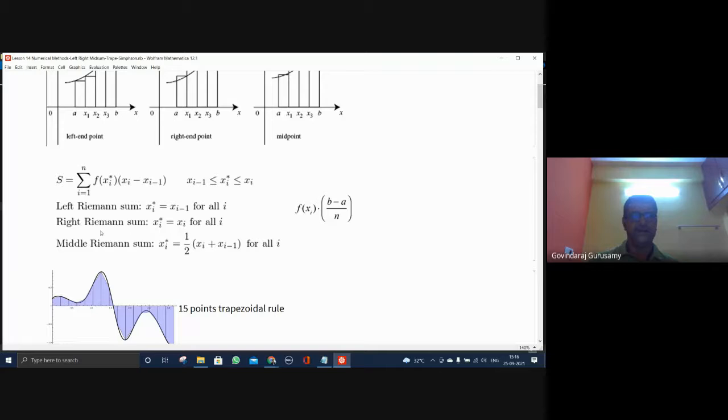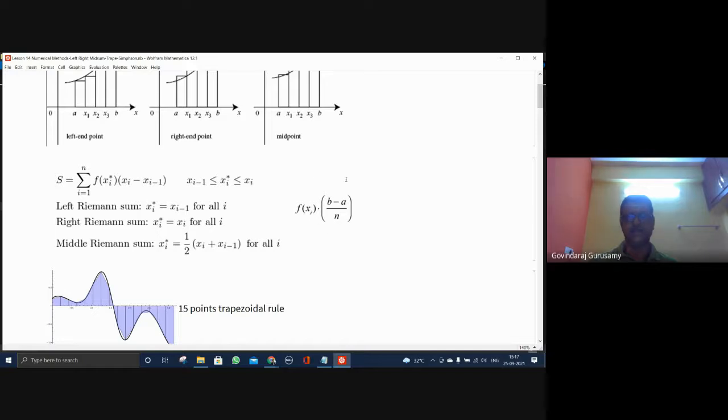When you come to the right, this is called the Riemann sum. Riemann proposed it at the beginning. When it comes to the second one, the right sum, you see xi star equals xi itself. And for the middle, you take xi plus xi minus 1 divided by 2. That is the midpoint average. So this is the middle Riemann sum for all i's.